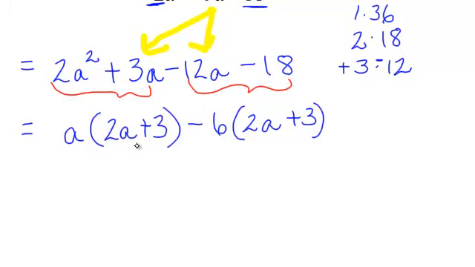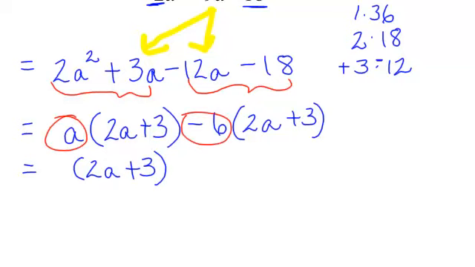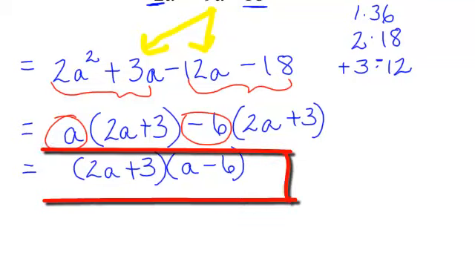I now have a times 2a plus 3 minus 6 times 2a plus 3. Just wondering, do they have anything in common? You're right. They have 2a plus 3 in common. I will pull that GCF out, and that will leave me a minus 6 for my other binomial. Make sure you write that in parentheses. Okay, good luck with your factoring.